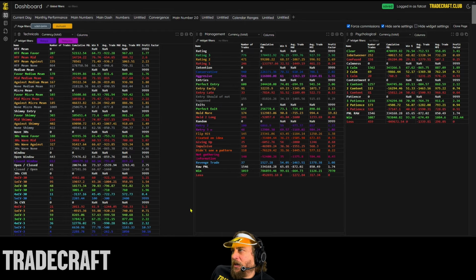So when I'm flip hitting, every one of these technical tags that are yellow that say mean against, these all go really high in sample size when I'm flip hitting. So I'm taking breakouts essentially when I'm flip hitting, which that's starting to paint a little bit of a picture here. So the win-loss ratio on flip hit is 1.74 to 1. So it is winning most of the time.